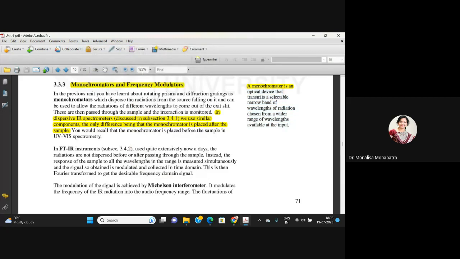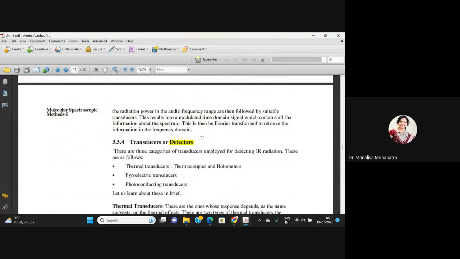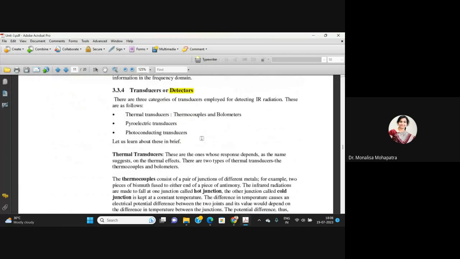Okay, so in the IR spectrophotometer, we use a similar component, that is a monochromator, but the difference is it is placed after the sample. It is placed after the sample to collect the radiation that is passing through it. Then you will have a detector which will detect that radiation which is coming out of that.